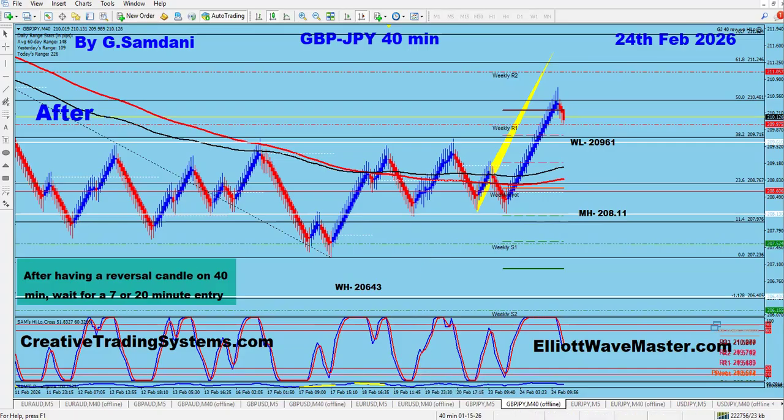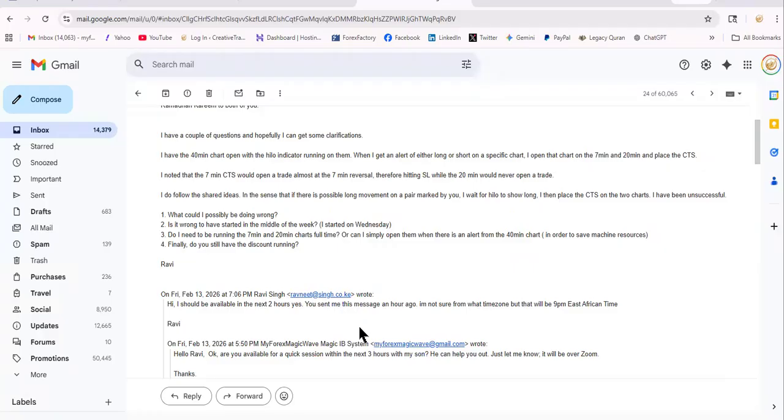Now, there is another question that I saw here, for example. Here, you said that I noted that the 7-minute CTS would open a trade almost at the 7-minute reversal. That's right. But then you're saying that, therefore hitting SL, why? Why is that? If it opens the trade, it needs to go up, why? Sometimes it will hit the SL. Yeah, sometimes the price can return and then hit the SL. But most of the time, what happens?